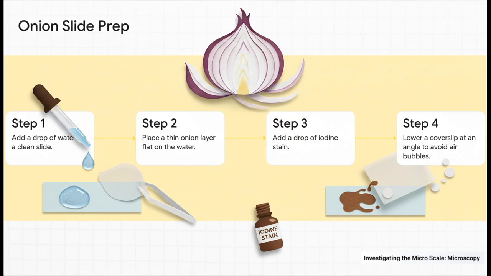Next, add a drop of iodine. The stain is brilliant because it makes the nucleus and other parts of the cell actually show up. And finally, and this is super important, gently lower the cover slip on top at an angle. Doing it this way helps to prevent any annoying air bubbles from getting trapped.